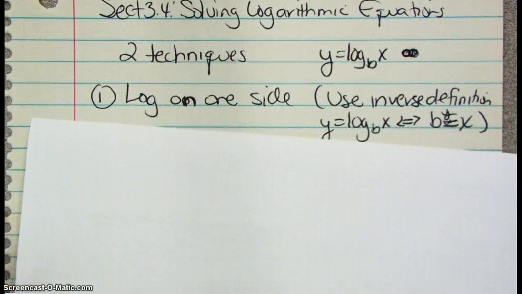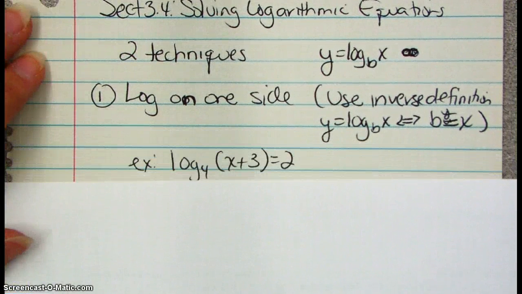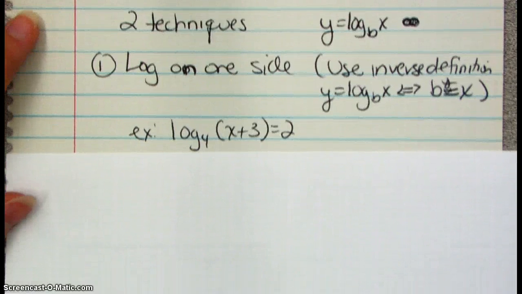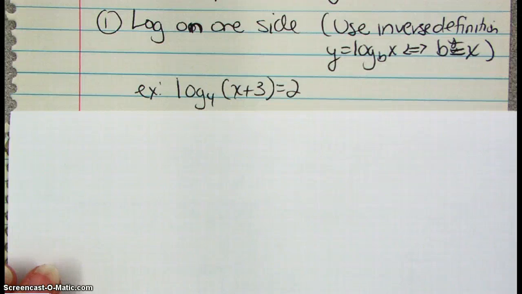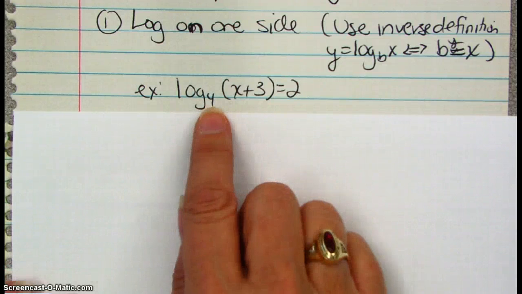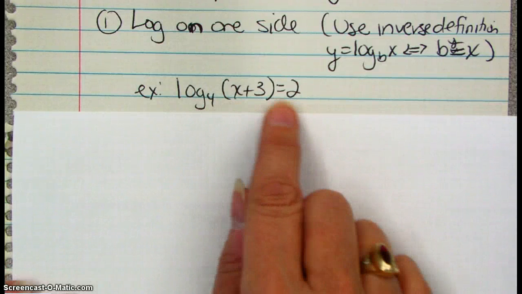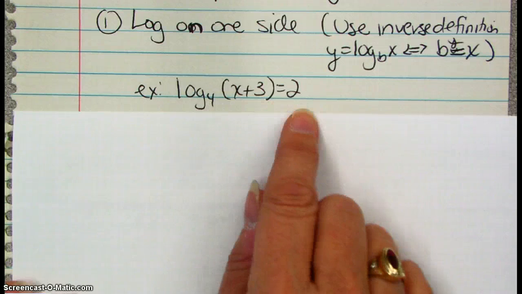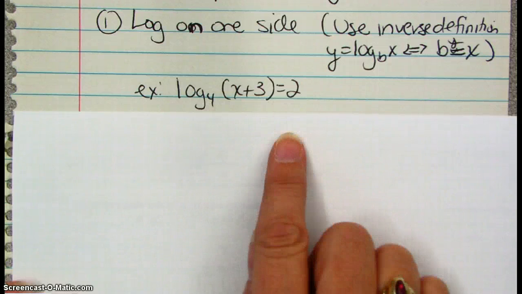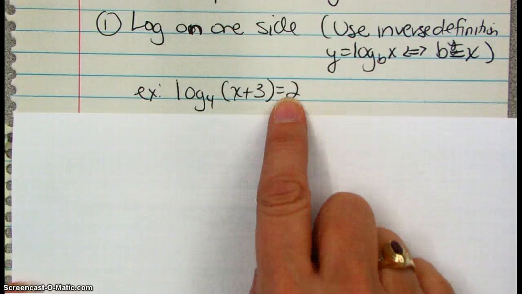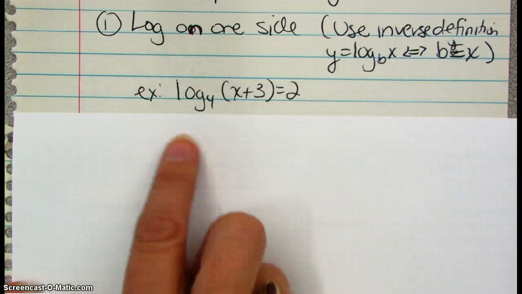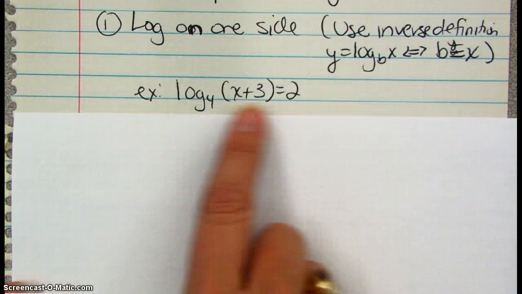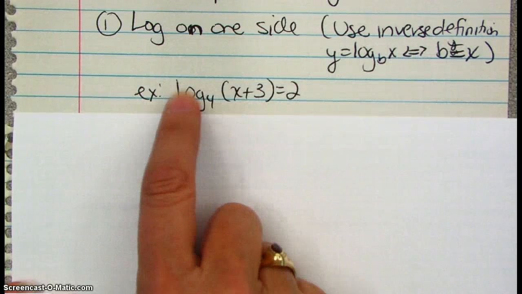I'm just kind of waiting to see when you stop writing. So here is the first example. Log base 4 of x plus 3 equals 2. So this is clearly not exponential, it's logarithm. There's an equal sign. I'm supposed to be solving for x. And I'm going to use this technique called log on one side by using the inverse definition, because there's only a log on one side.